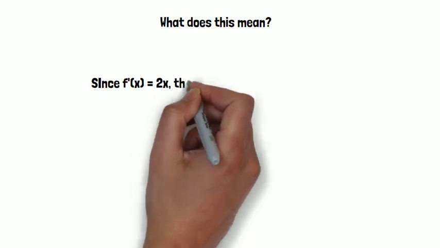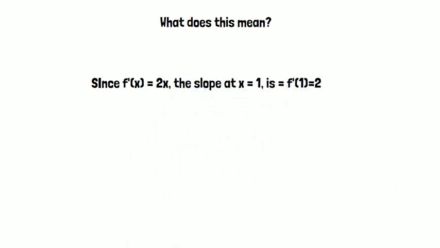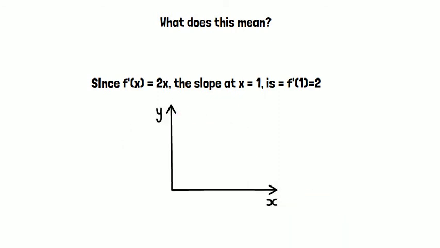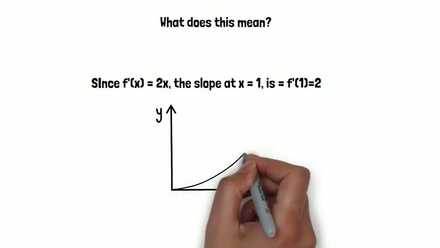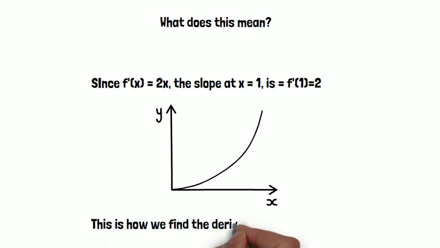Since we know that f prime of x equals 2x, the slope at x equals 1 is f prime of 1, which is equal to 2, because 2 times 1 is 2. So the slope at this point is therefore 2. And this is really what a derivative is, in essence. This is one way to find the derivative, and it's a surefire way.